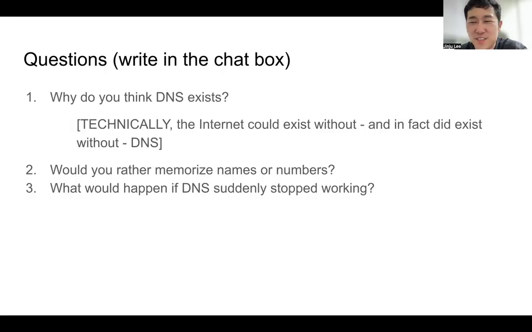I don't have the addresses of Facebook, Instagram, New York Times memorized, but I do know their names. Okay. So anyway, what would happen if DNS stopped working suddenly? Well, there would be chaos, but the internet technically could still work, but humans would be scrambling left and right to get the right addresses in.